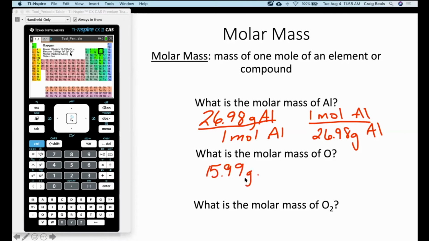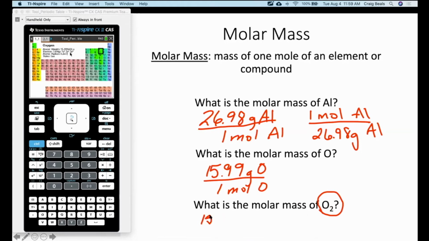15.99 grams of oxygen is 1 mole of oxygen. Well, what about down here? Oxygen is a diatomic molecule, so it never really exists on its own. It exists attached to something else. What if we have O2? Now, that's a compound, that's a molecule, and we have 2 oxygens.